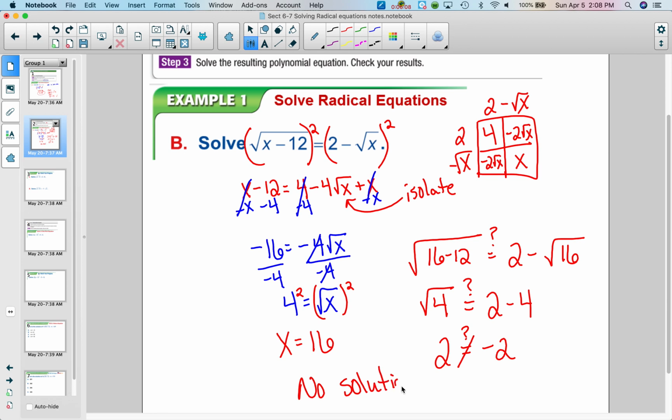solution. Now, this is why I said it's really important that you check your answer, because if you don't do that, you would just write down 16 and be happy you got an answer and go on and you'd find out you were wrong.